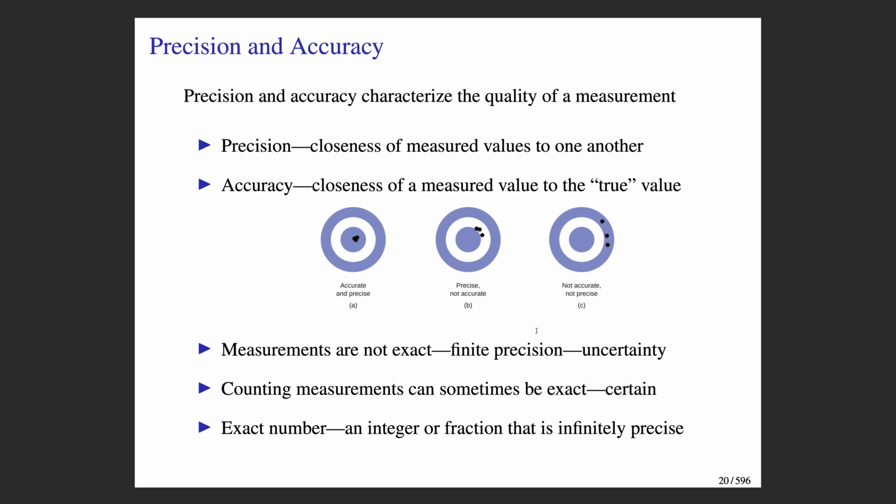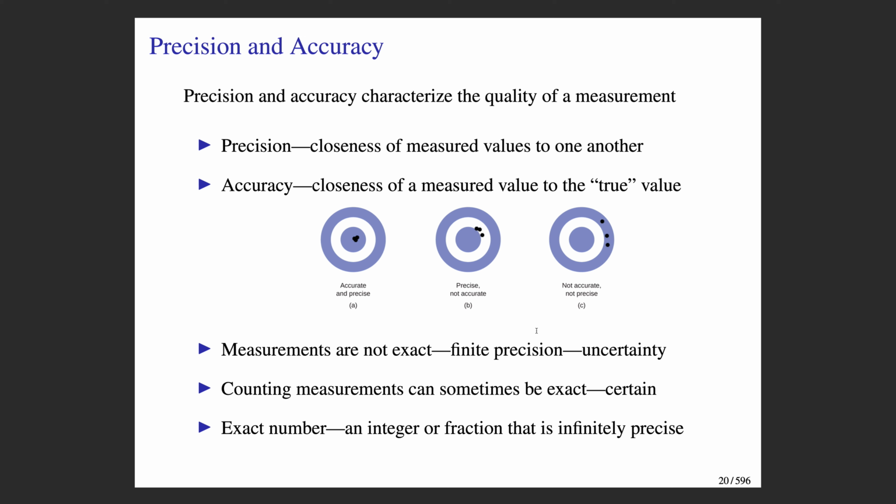So suppose you're making repeated measurements of some quantity. The precision of your measurement is the closeness of all of those measured values to one another. So do you get the same value when you do repeated measurements? How close those repeated measurements are to one another is an estimation of the precision of the measurement. Accuracy refers to how close the measured value is to the true value of the physical quantity. Okay, so they sound similar, but they're slightly different.